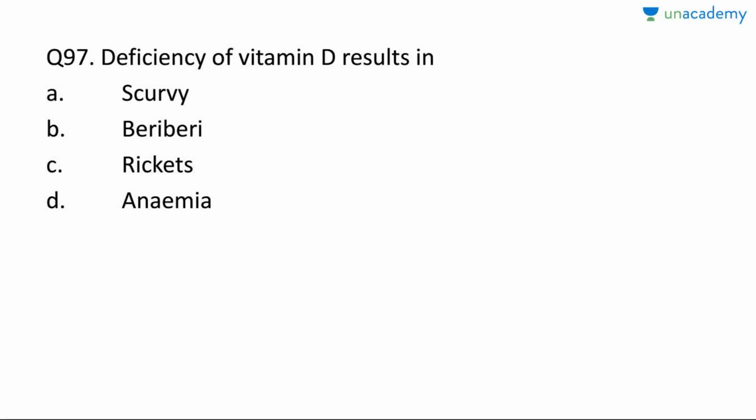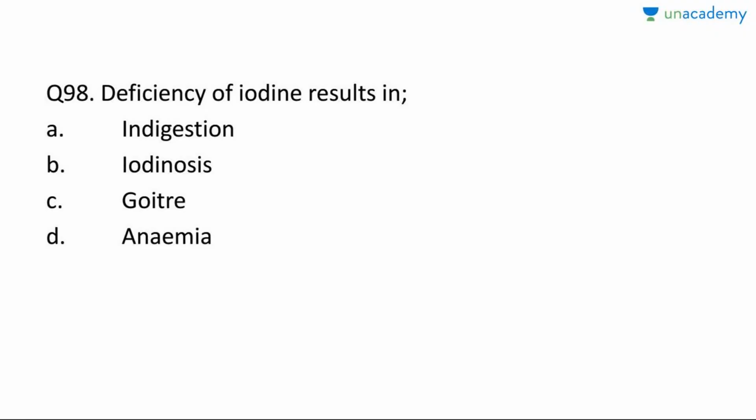Question 97. Deficiency of vitamin D results in which of the following? So it results in rickets and osteomalacia. So here answer is C, rickets. Bones become brittle here, so it is also called brittle bone disease. Okay. Question number 98. Deficiency of iodine results in which of the following?